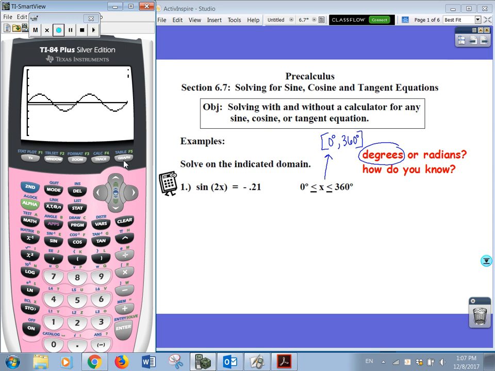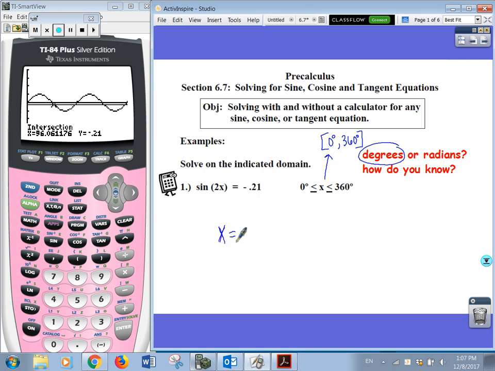So there's your sine graph. There's your line, negative 0.21. So notice I'm going to have 4 answers. So second trace 5. I want to scroll over. I'm going to find my first one. Doesn't matter what order you find them in, but I'm going to do them in order. So use the correct variable, x equals 96.061 degrees.